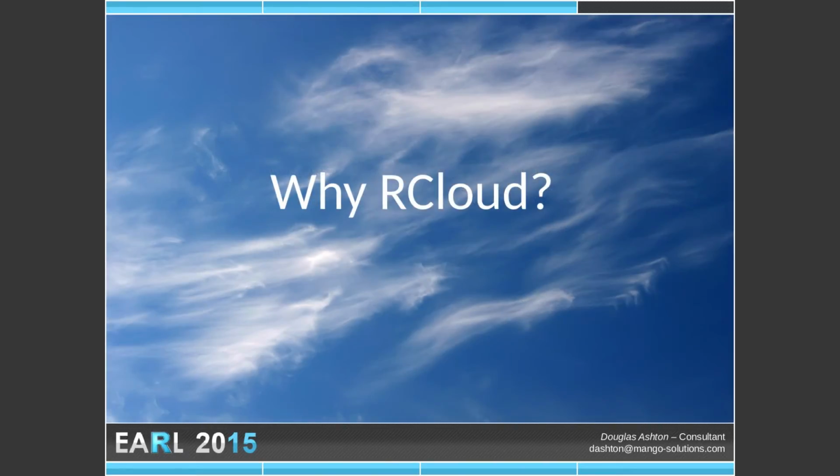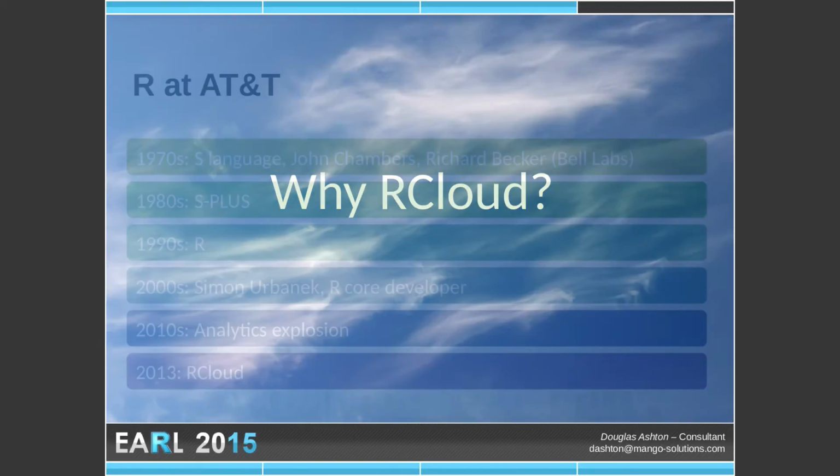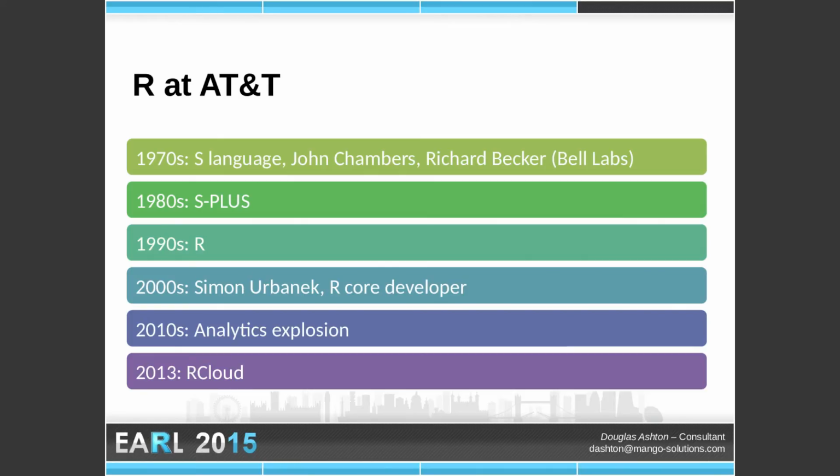So why is there a need for RCloud? AT&T is a very large corporation, and has a very large research wing. For anyone that doesn't know, Bell Labs is where a number of important things like transistors, C++, and S were invented. And as such, they have a big tradition of using, at first S, then S+, and now R. Simon Urbanek joined in 2004, I think, and that really cemented the use of R in AT&T.